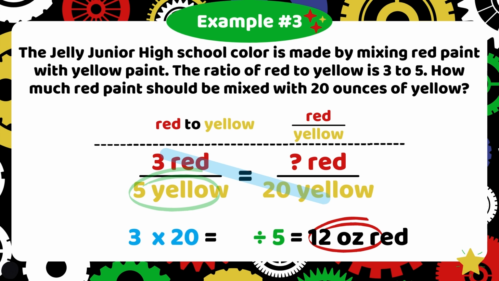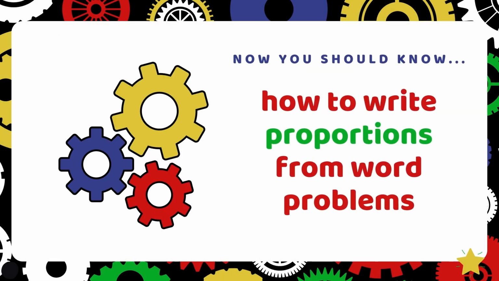So for every 20 ounces of yellow, you would need to include 12 ounces of red. You have to make sure that paint color is the right color. Now you should know how to write proportions from word problems. Thanks for watching.